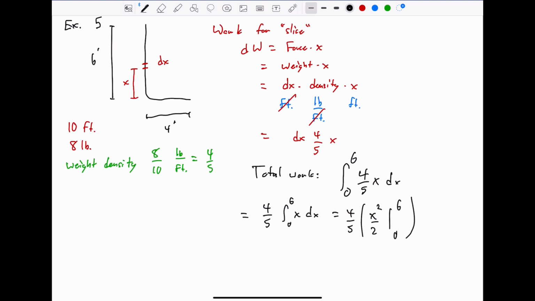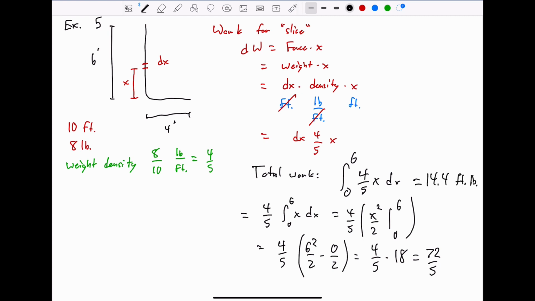We'll replace the x with the 6 first of all. We have 4/5 times 6 squared divided by 2 minus 0 squared divided by 2. Simplifying a little bit, we have 4/5. 6 squared is 36. 36 divided by 2 is 18. 4 times 18 is 72. So we have 72 divided by 5. The decimal value for this is 14.4. So our answer is 14.4 foot-pounds.